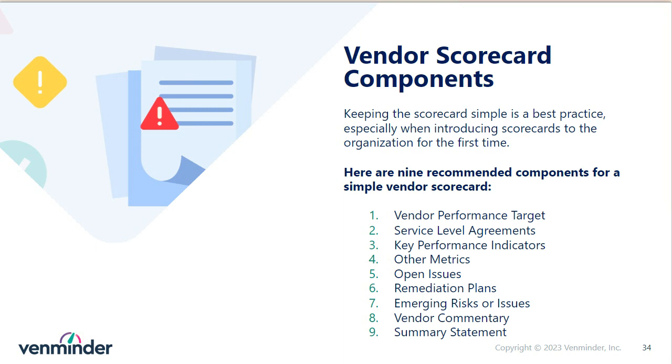We also want the scorecard to really just highlight the most relevant performance data. Now, on that scorecard, we should have the targets, whether any service level agreements have been missed, the specific key performance indicators we're using. Any other metrics like KRIs should be on there. Open issues, remediation plans, emerging risks or issues, vendor commentary, and a summary statement. So let's look at that in practice.